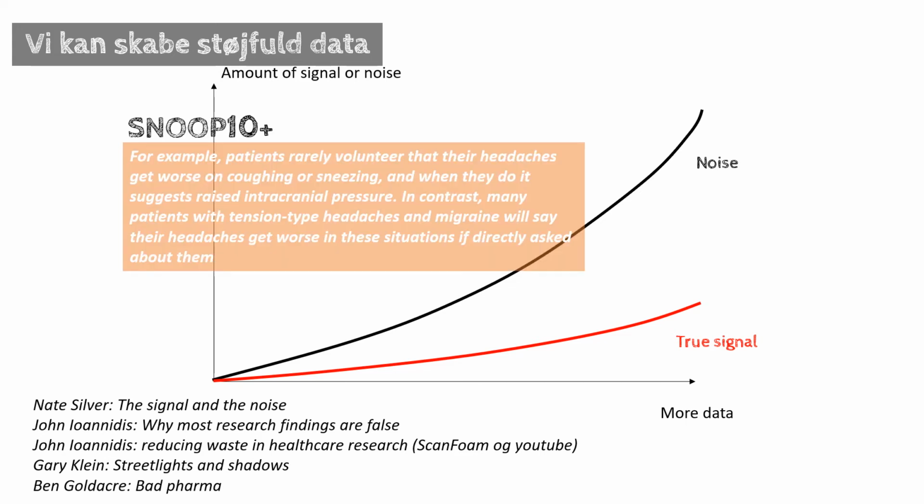So what is the best way? And there's just an example from Jane Fuller again here. For example, patients rarely volunteer that their headache gets worse on coughing or sneezing, and when they do, it suggests raised intracranial pressure, like if they do it spontaneously. In contrast, many patients with tension type headaches and migraine will say their headaches get worse in these situations if directly asked about them. So there's definitely a notion that questioning, and how we do the questions and how we obtain the data, is so important.